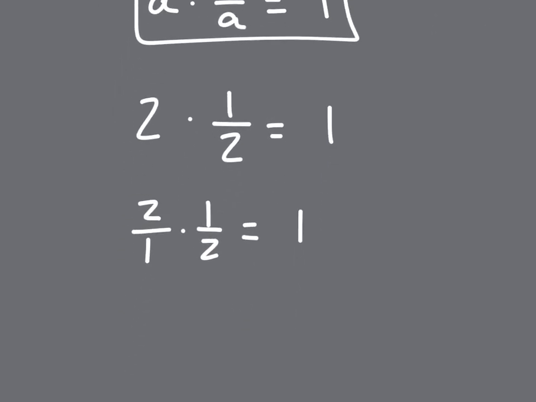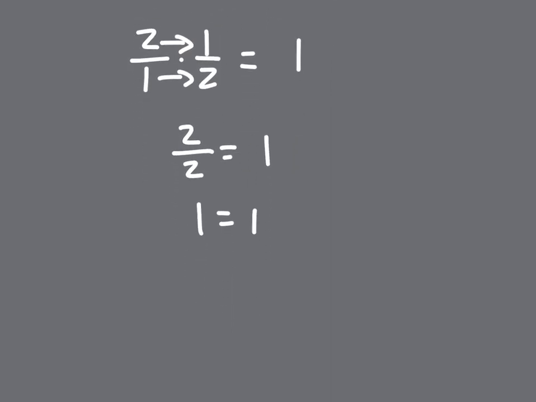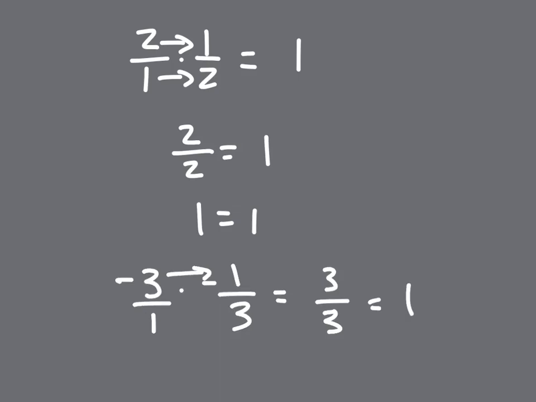And what we end up getting here is we multiply across. 2 times 1 is 2. 1 times 2 is 2. And 2 divided by 2 is 1. So 1 is equal to 1. All right, and that's how that works. And all this is this thing called a reciprocal. A reciprocal means that you flip a fraction. So if I had the number negative 3, my multiplicative inverse would be negative 1/3. If I multiply those across, negative 3 times negative 1 is going to give us positive 3. 1 times 3 gives us 3, and 3 divided by 3 gives us 1. Okay, and that's how we do that.